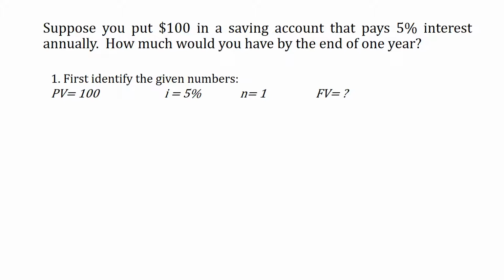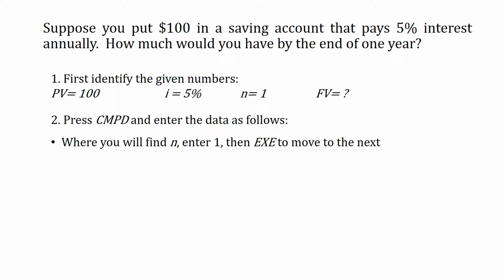Now press compound in your calculator, but before you start entering the values, make sure you delete the values already entered from previous use. So here we go. Now where you have N, enter 1 because this is the number of years, and then press execute. And then you will find I. So enter 5 because we have a 5%, but do not enter it as 5% and do not enter it as 0.05, only as 5 because the calculator is already programmed that this is an interest rate. So enter 5 and then execute.